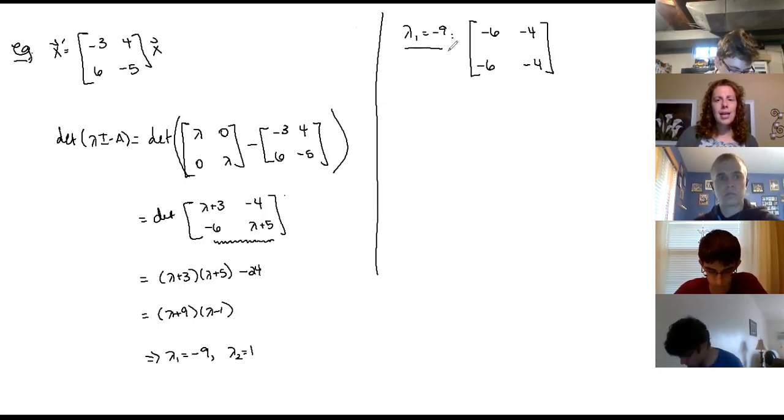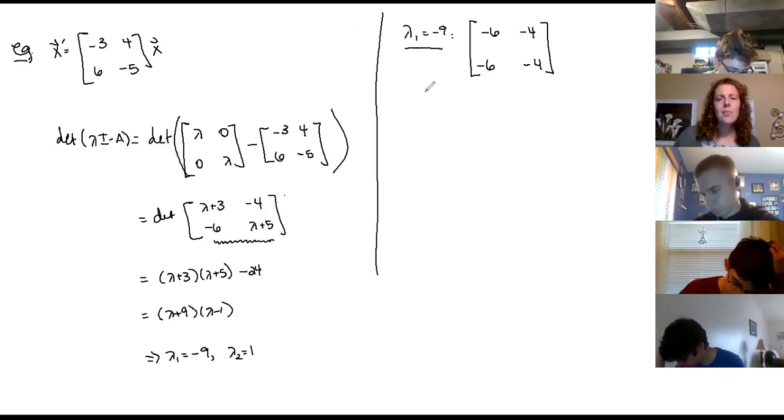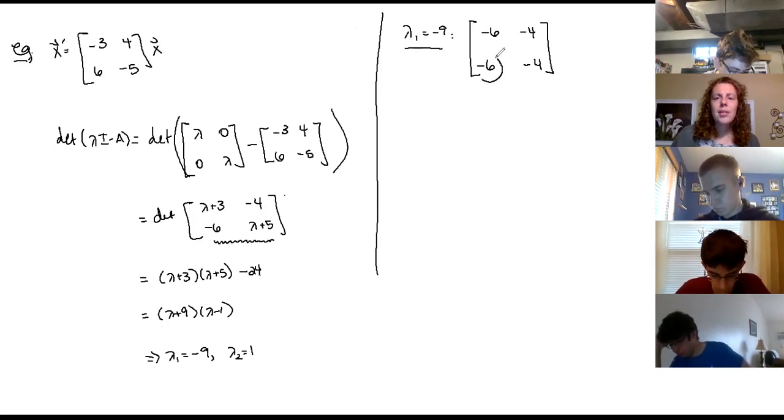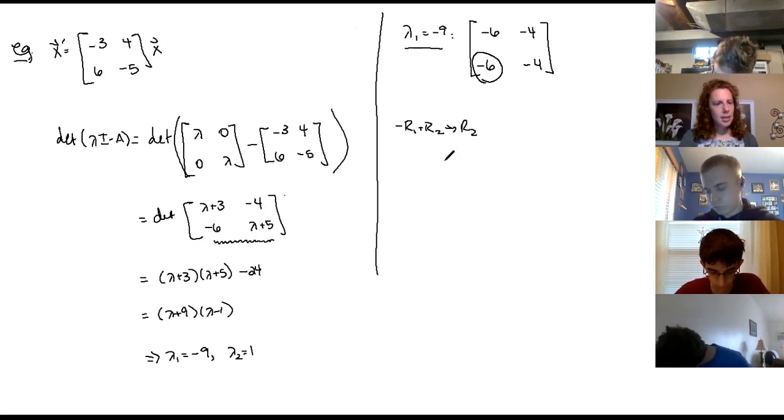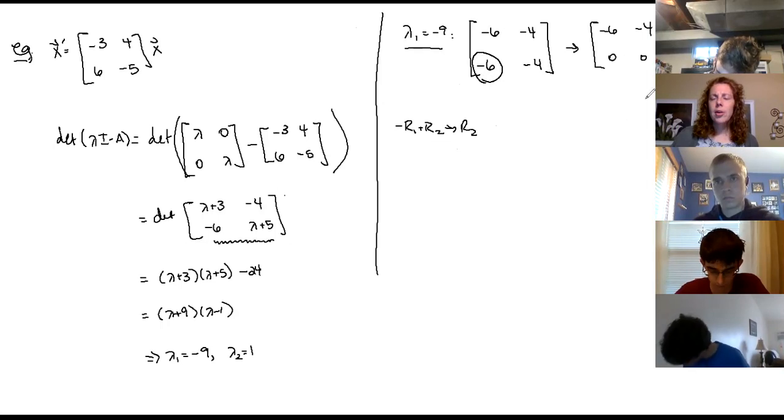Remember, I'm plugging in lambda 1 equals -9 into my determinant matrix here. I've got to zero out this -6 right here. So negative row 1 plus row 2 gets sent to row 2. So I end up with -6, -4, 0, 0.